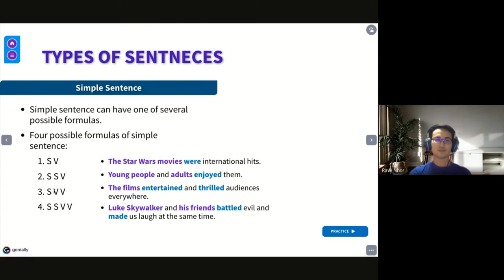I hope that from this formula, you can understand easily when you write a sentence.